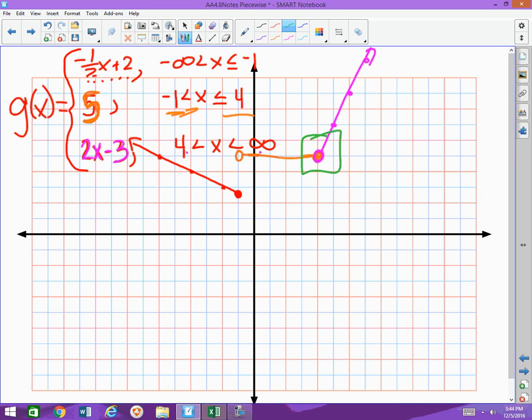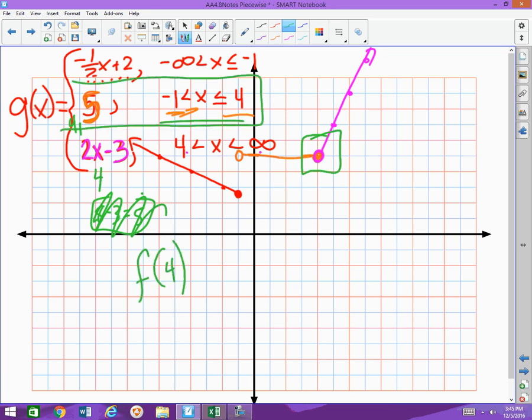What that means is it doesn't matter what value you put in. It just so happens that if you put a 4 here, it's going to be 8 minus 3, which is 5, which is what you get here if you put a 4 in. But if you were trying to evaluate f of 4, you should use this function to figure that out.